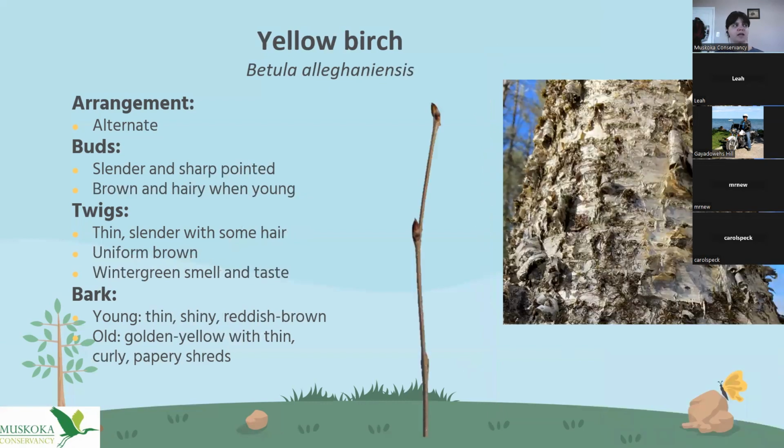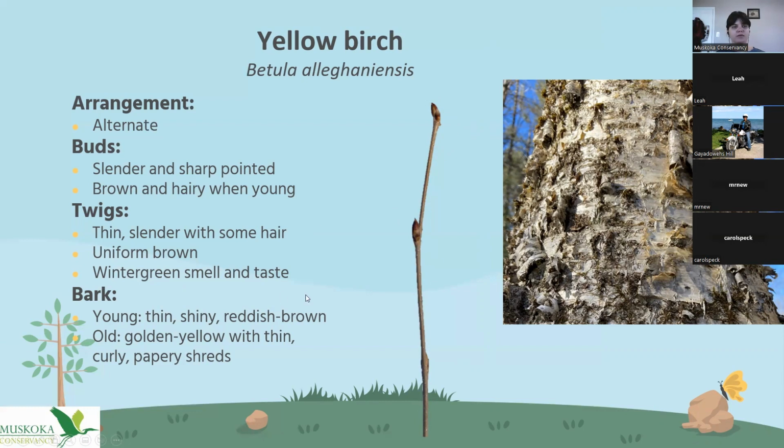Next is our yellow birch, another extremely fun one to say. It is Betula alleganiensis. Of course, alternate in arrangement. The buds are slender and sharp-pointed, and it's of course hard to see here, but they tend to have a little bit of fine hair on them when they are young and fresh. And same with the twigs too. So the twigs are slender, of course, with some hair. They're a uniform light brown color.